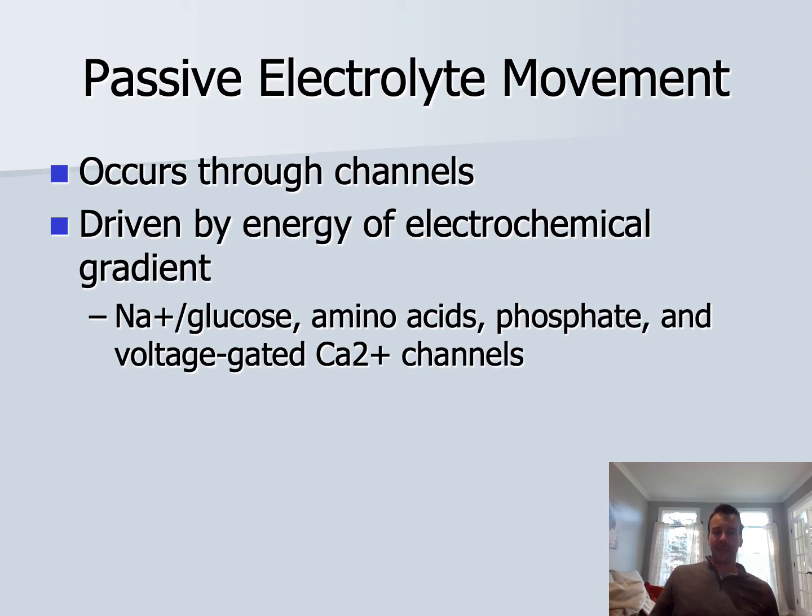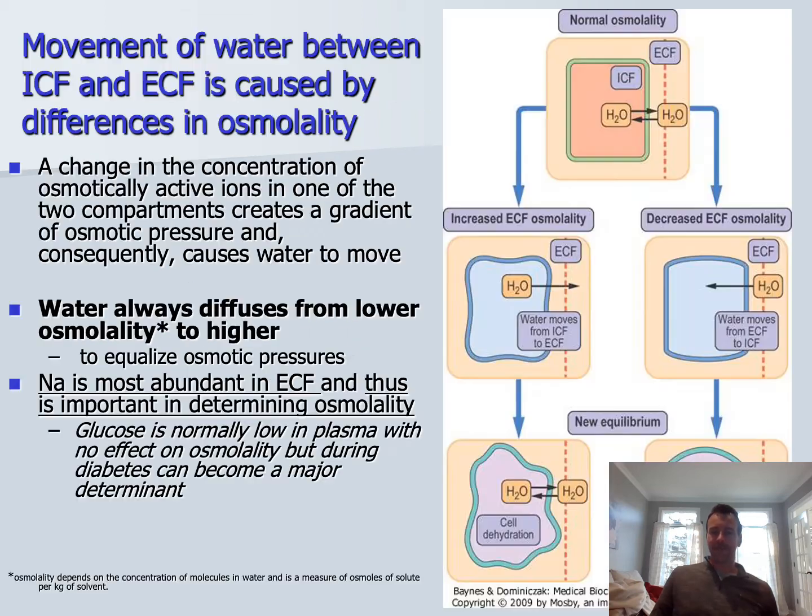We've talked a little bit about passive electrolyte movement in the past. This can occur through channels. It can be driven by energy of the electrochemical gradient, such as sodium, glucose, amino acids, phosphates. We talked a little bit about this in the past.